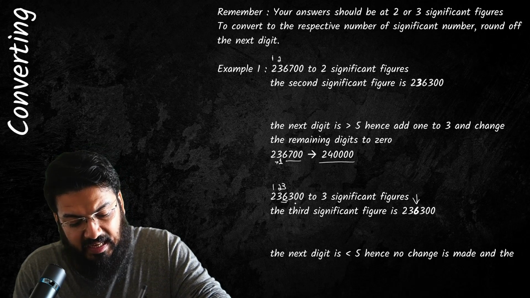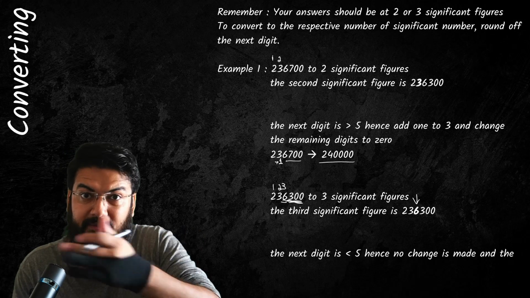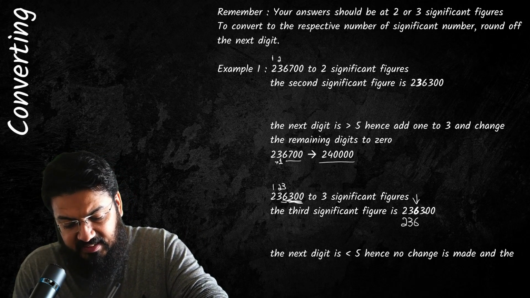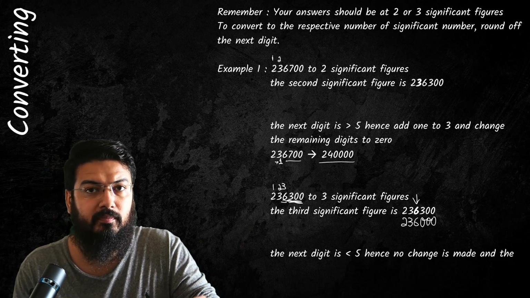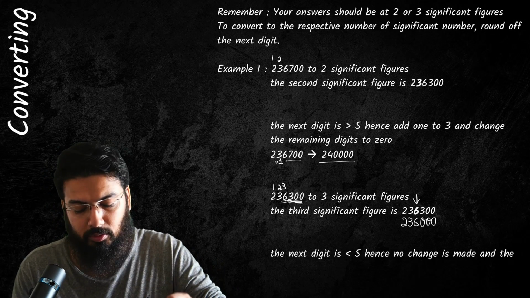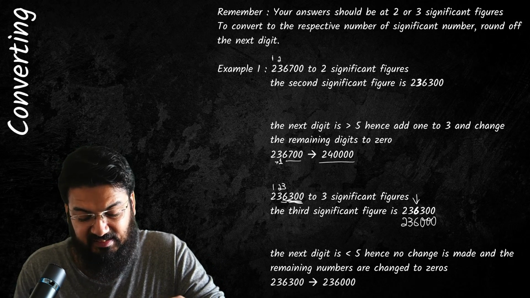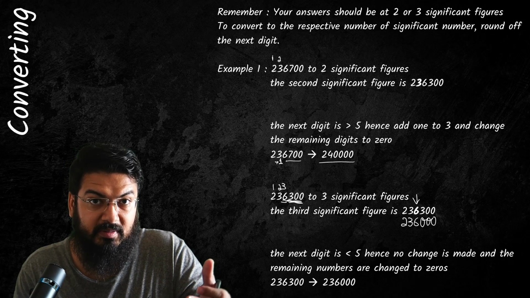So I'm going to make everything after my third significant digit 0. I've got 2, 3, 6, and then I'm going to make everything else become 0. So 0, 0, 0. All right. So essentially we are rounding down over here. Your final answer is going to become 236 and then 3 zeros after that. I hope that all of that made sense.